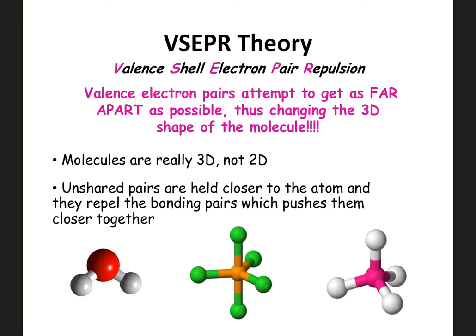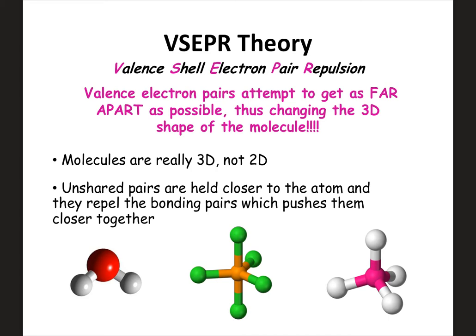So the first thing we're going to look at here is called VSEPR theory. It stands for valence shell electron pair repulsion. You never need to know what the letters stand for. You just need to know what it means. And basically what it says here is that the valence electrons will try to get as far apart as possible in these covalent molecules, and sometimes this changes the 3D shape of the molecule.